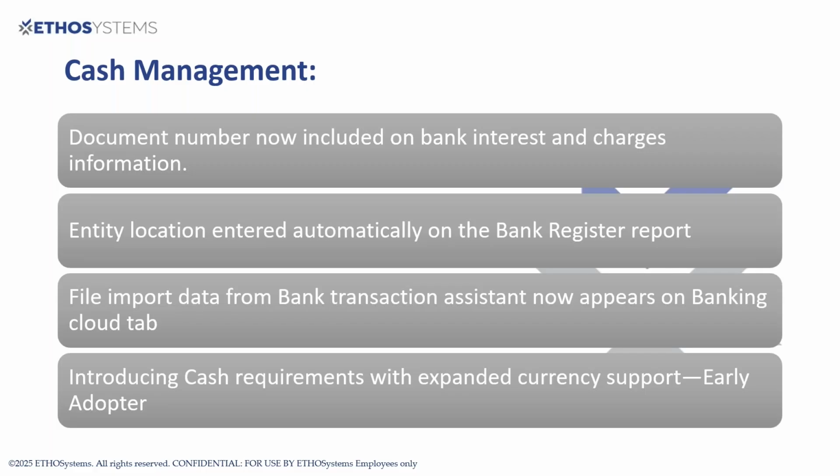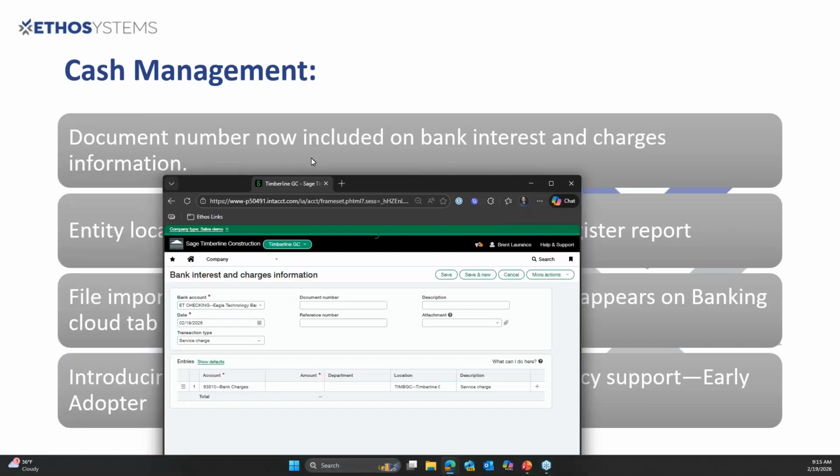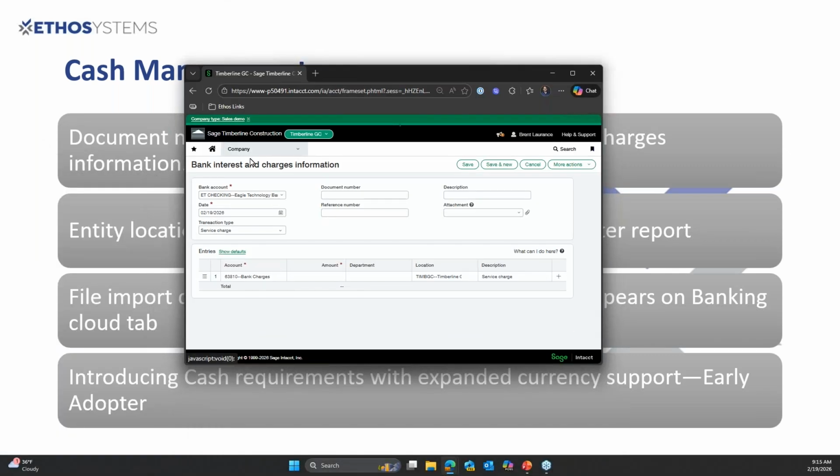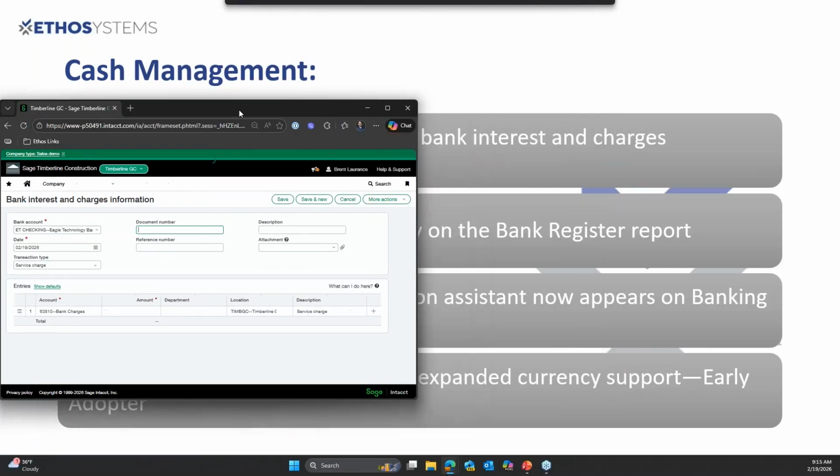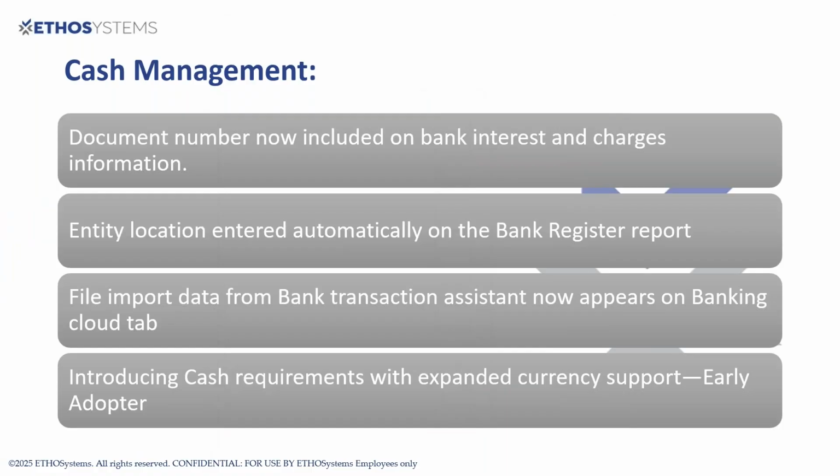Cash management, a number of options here. One is that a document number has now been added to bank interests and charges. Let me go ahead and just show that to you real quick. So what you'll notice is this is on the company setup. You'll notice that there is now a new document number. And what that does is it allows you to better improve your matching for reconciliations, especially for those that have large numbers of service fees and so forth. They can now have better matching capability.